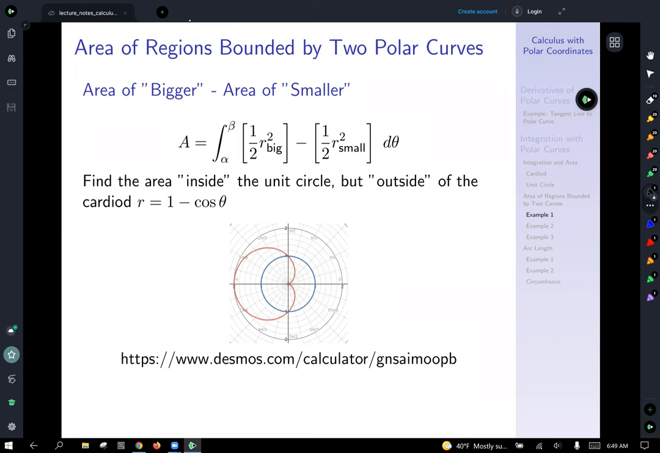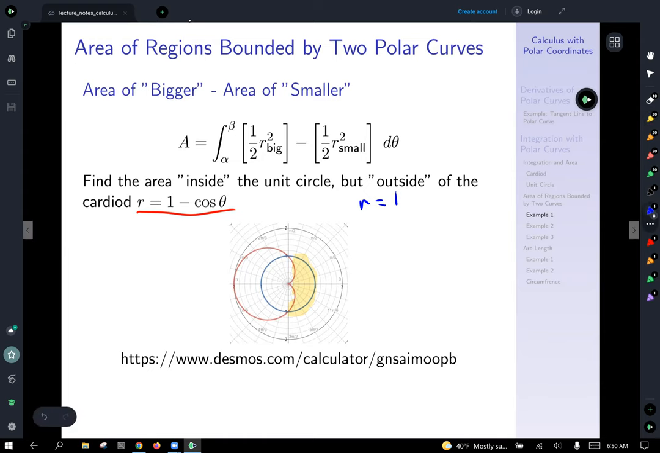Let's find the area inside the unit circle, but outside the cardioid. And so the unit circle is shown below in blue, r is equal to 1, and the cardioid is shown below in red as r is equal to 1 minus cosine of theta. Now, just looking at this graph, we've got to figure out what area we want. Well, first and foremost, we want this area. We want the area inside the unit circle, but outside the cardioid. Sorry, my marker is a little bit thicker than it needs to be, but that should relatively well communicate the area that we're after.